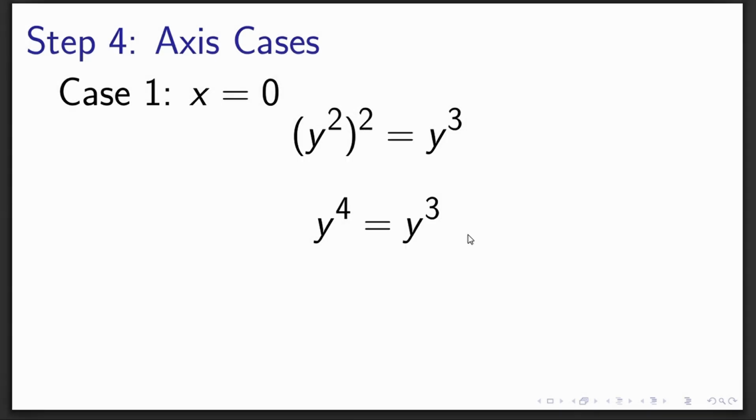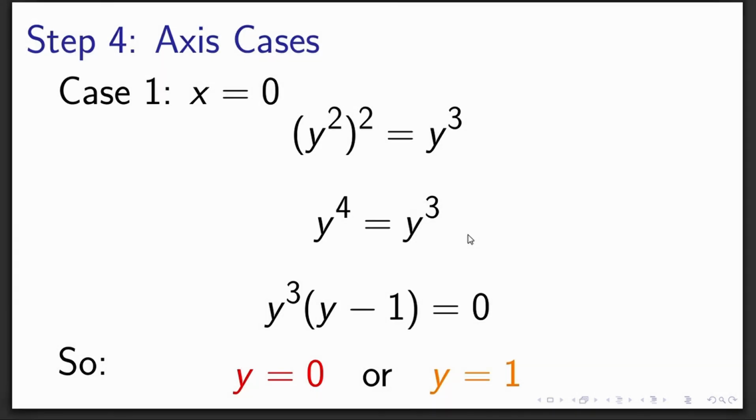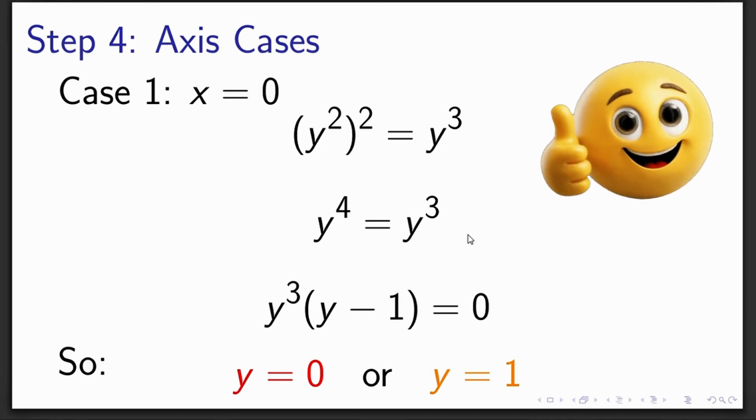Now I'm going to substitute x is equal to 0 into our given equation. When I do that, I'm going to get (y squared) whole squared is equal to y cubed. This means we have y to the power 4 is equal to y cubed. Now I can move both terms to one side and take common factors. When I do that, I'm going to get y cubed times (y minus 1) is equal to 0. When I put both factors equal to 0, I'm going to get y is equal to 0 and y is equal to 1.